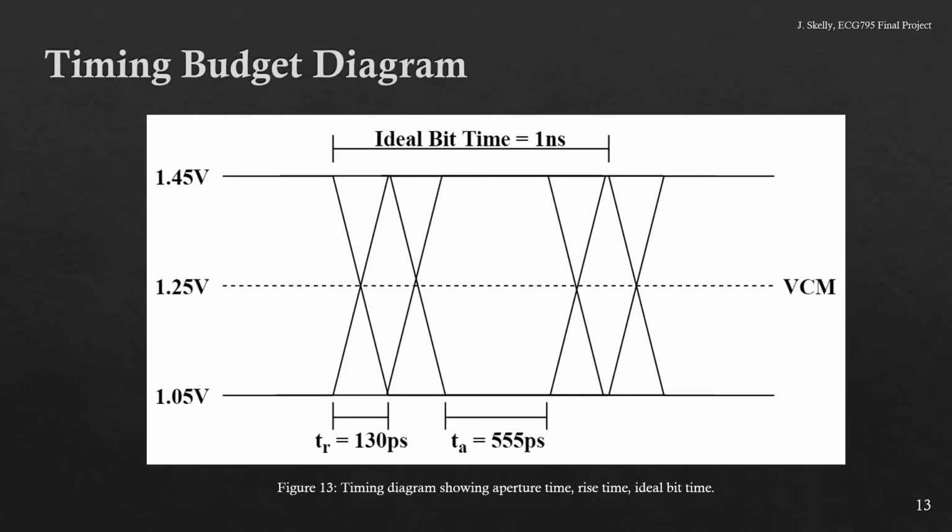Figure 13 shows a timing diagram for the system, highlighting the ideal bit time, the rise and fall times under worst-case conditions, and the aperture time. The aperture time of the signal is equal to the ideal bit time minus the sum of the rise or fall time and the total timing uncertainty. Sources of timing uncertainty and the sum total of those sources are found in the table on the slide to follow.